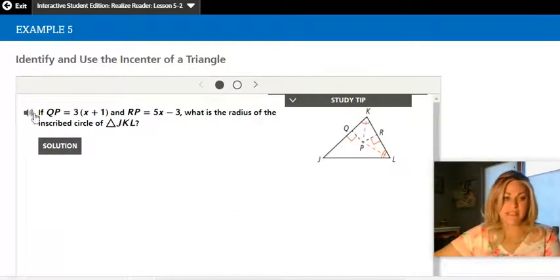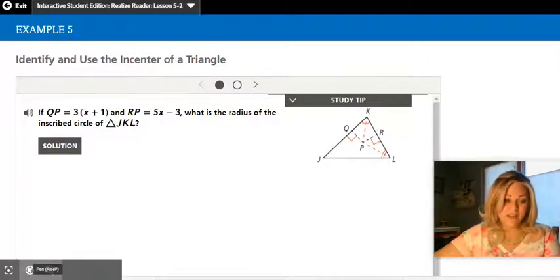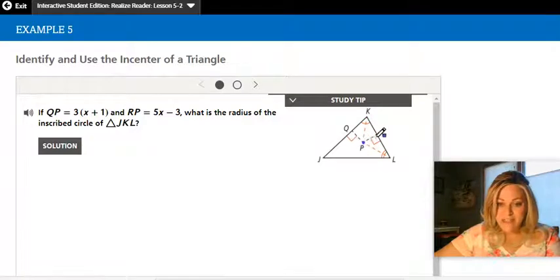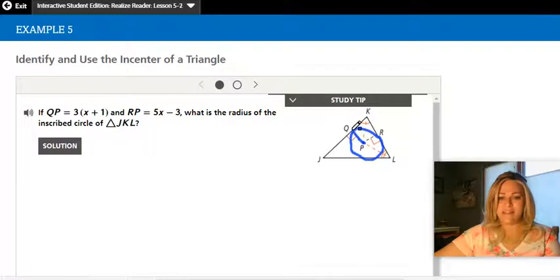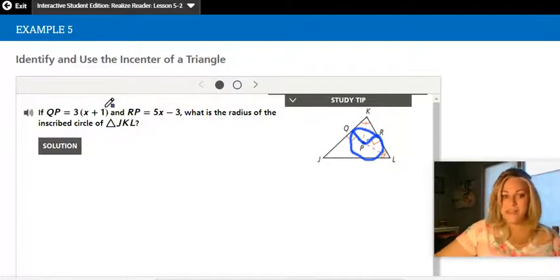We're going to use some algebra here. It says QP, this distance right here, and RP, this distance right here. What is the radius? Notice these are angle bisectors, and angle bisectors create the incenter. I'm not going to draw this perfectly, but you get the idea. You have this circle on the inside, and the 3x plus 1 and the 5x minus 3 are both radii, so set them equal to each other.